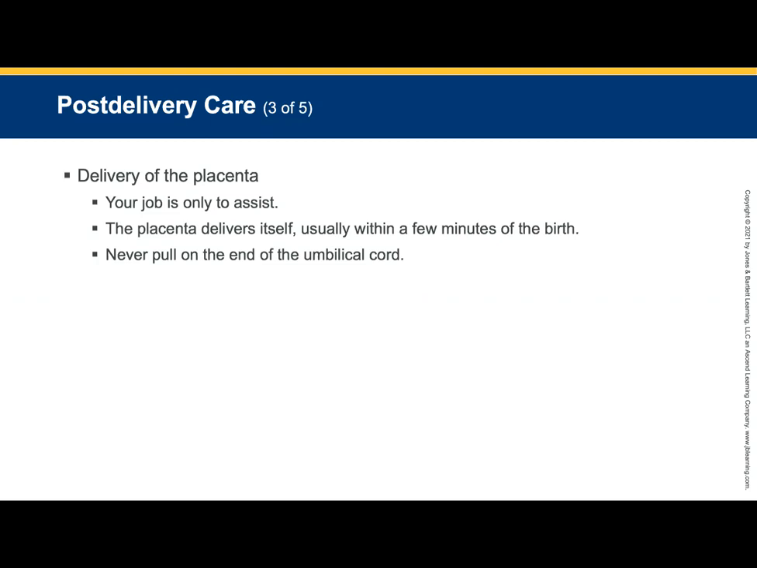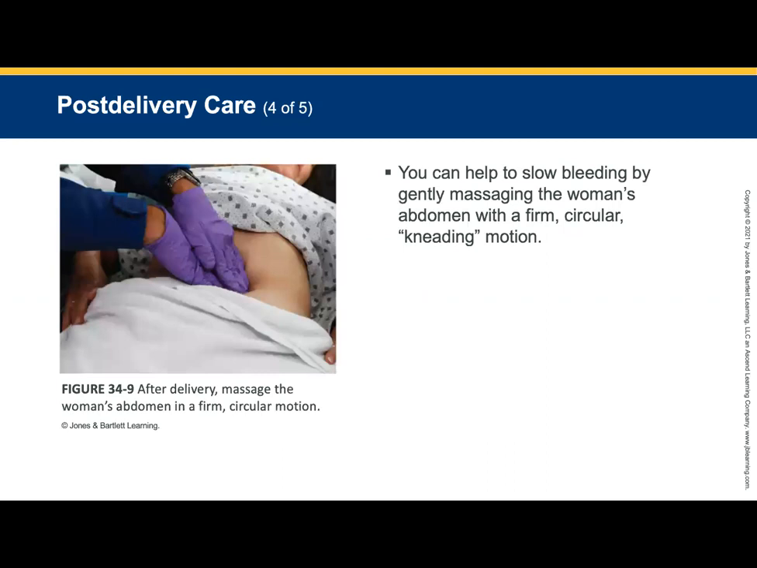After the delivery of the placenta and before transport, place a clean, sterile, sanitary napkin over the vagina and straighten the woman's legs up. Try to keep them as comfortable as you can. You will notice some bleeding, and what we're trying to do with that napkin is help control the bleeding.